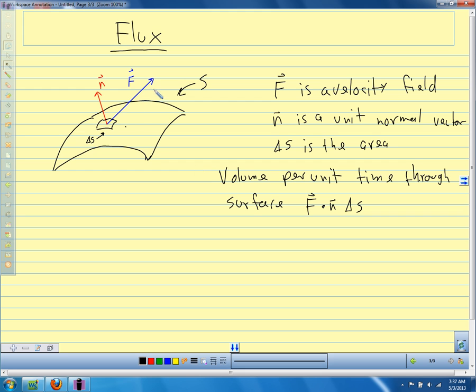F dot n gives us, if we think of the liquid, a piece of the liquid flowing through that surface, we would get an oblique prism shape of the liquid that's flowing through the surface. And F dot n would be the height of that oblique prism. So F dot n is the height of the prism, delta S is the area of the base. So the volume per unit time that flows through the surface is F dot n delta S. We call this the flux. F dot n delta S, this volume, is the flux.